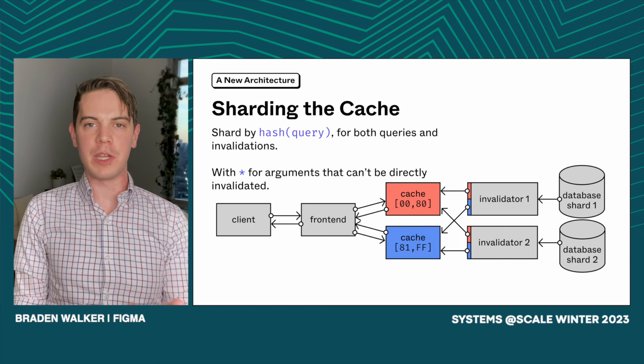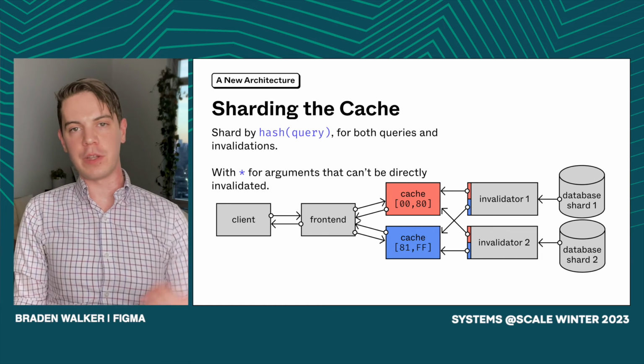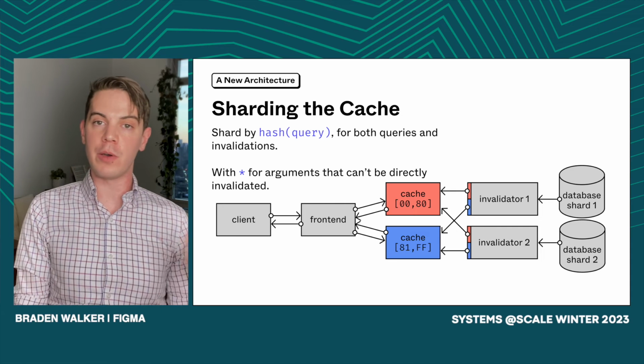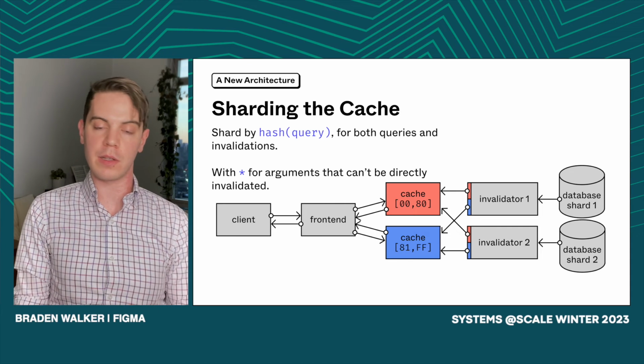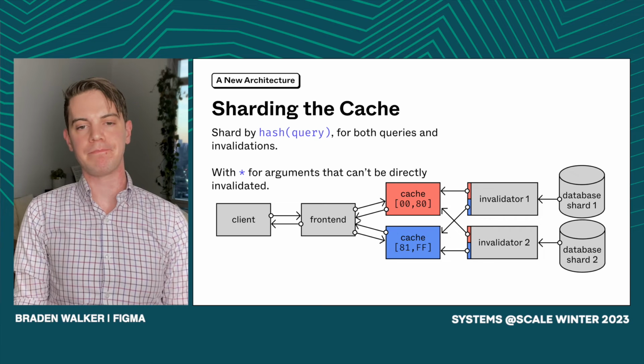So we sub in a star and hash that to figure out which cache node to send it to, so that we only have to send the invalidation to one node, even though it might invalidate multiple queries that are living on that cache node.